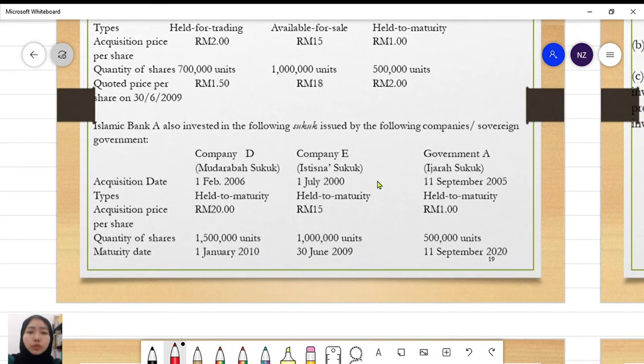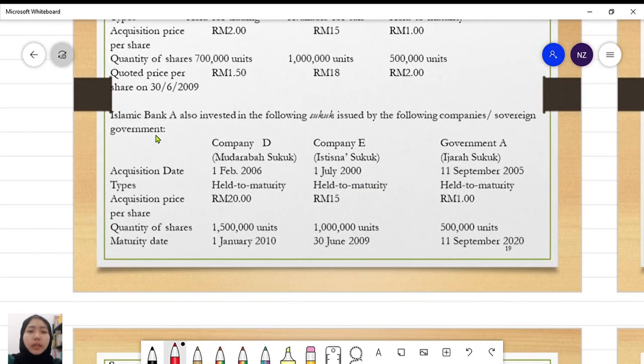Now on sukuk. Bank A also bought sukuk in company D, company E and government E. And the types of sukuk are many: mudarabah sukuk, istisna sukuk and ijarah sukuk.